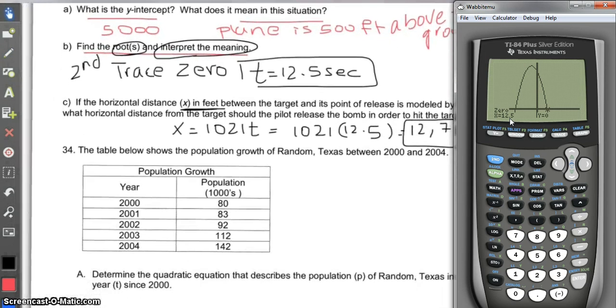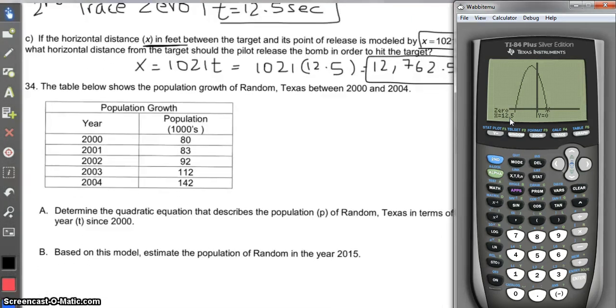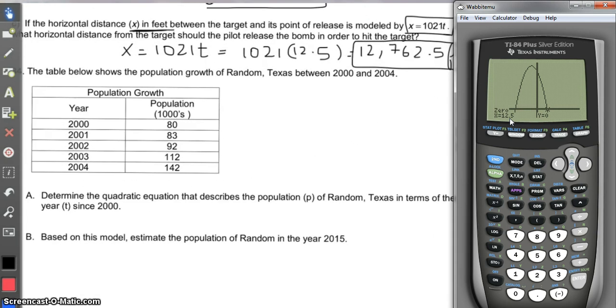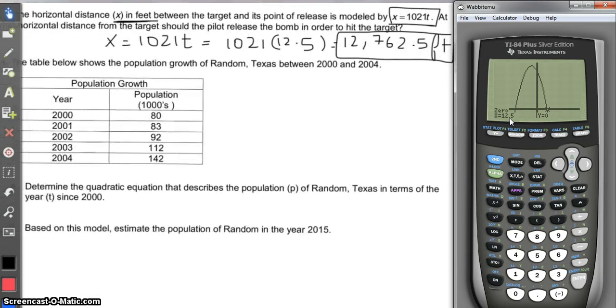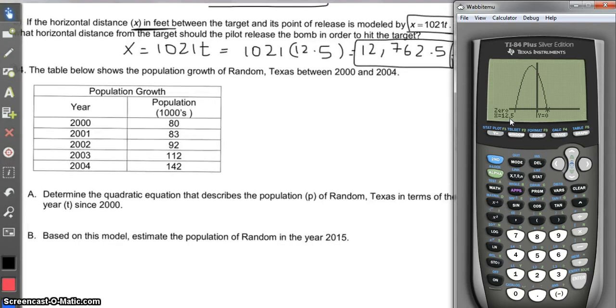Now this is number 33. Now let's move on to 34. The table shows the population growth of random people in Texas between 2000 and 2004. Now, as you can see, let's look at A. A, determine the quadratic equation in terms of the years since 2000.